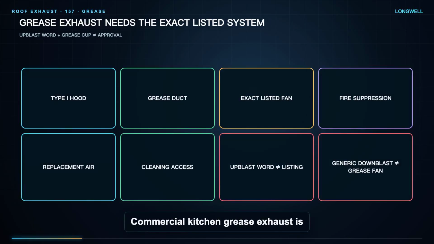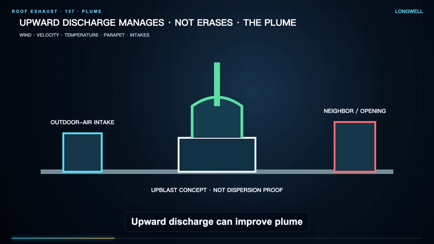Commercial kitchen grease exhaust is a listed fire safety system. A generic downblast fan must not replace a Type 1 grease exhaust product. The reverse also matters. The word upblast, a grease cup, or a rendering does not prove the required listing, construction, or code acceptance. Upward discharge can improve plume projection and avoid directly aiming grease-laden effluent at the roof.